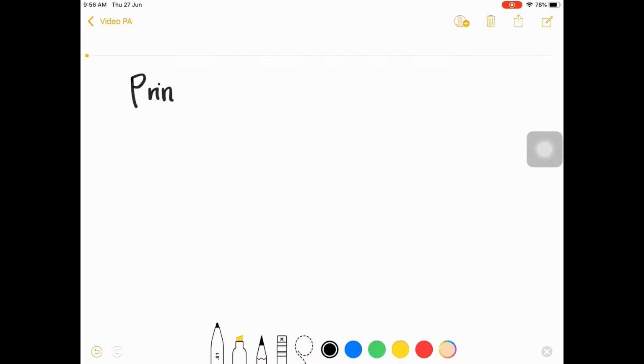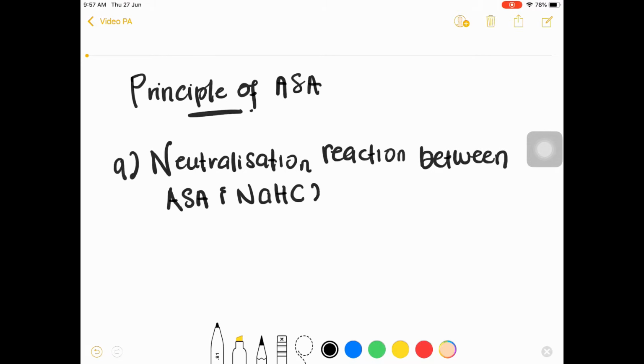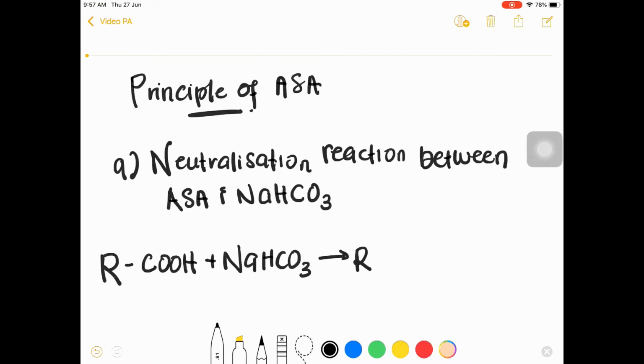There are two principles to understand before conducting an acid-base titration. The first is the neutralization reaction between aspirin and sodium bicarbonate. Aspirin, also known as ASA, is a carboxylic acid. Aspirin will react with sodium bicarbonate to form sodium aspirin salt, carbon dioxide, and water.